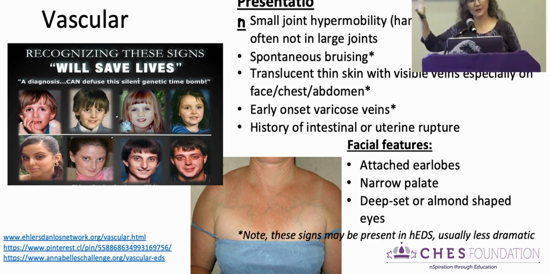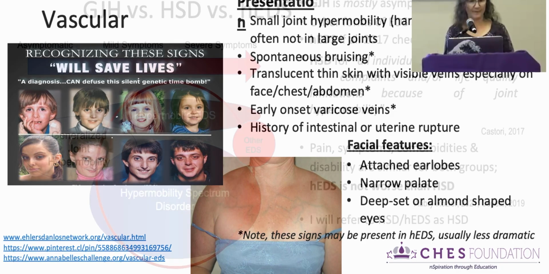A history of internal or uterine rupture, now you need to be a little more cautious about it. And then there are these facial features. You can see over on the left some pictures of attached earlobes, narrow palate, deep set eyes. If there's any chance a person has vascular, you do want to get genetic tested.